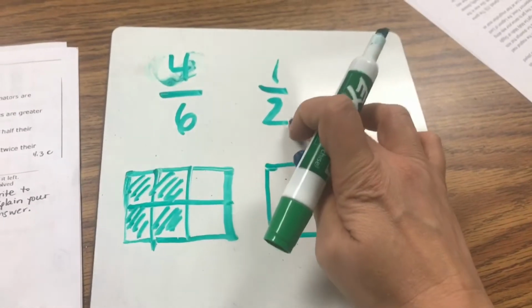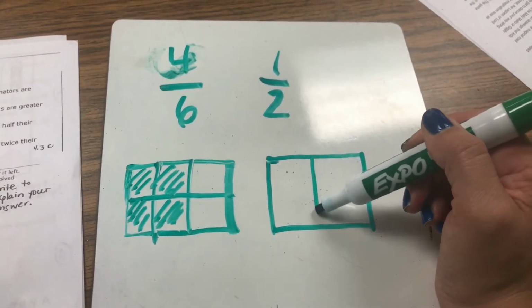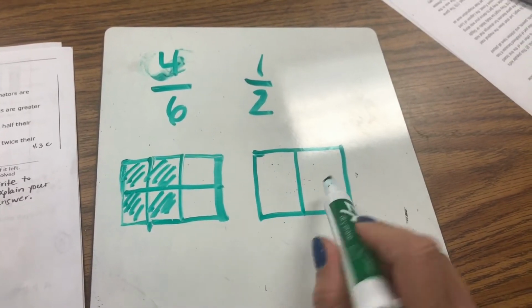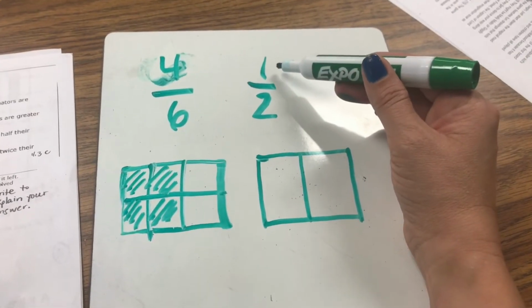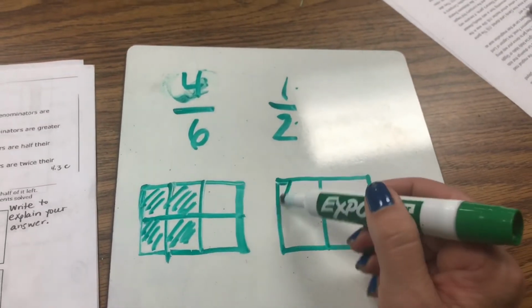And because our denominator is 2, I'm going to divide this model into 2 equal parts. This is going to represent a half, and this is representing a half. So in our model here, I should need to shade in 1 out of 2. So I'm going to shade in one of those parts.